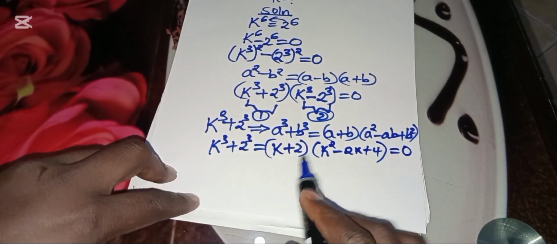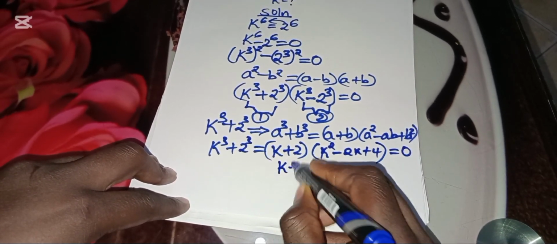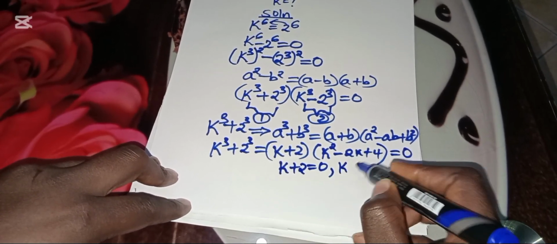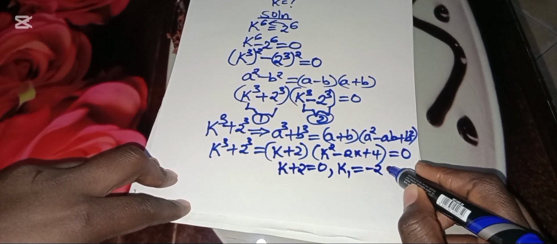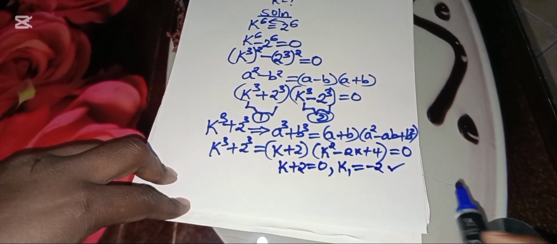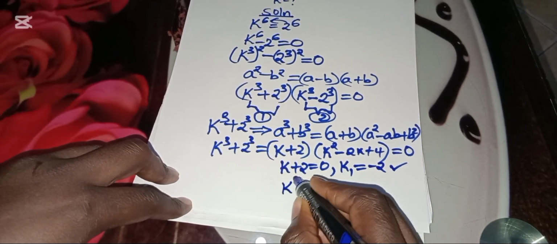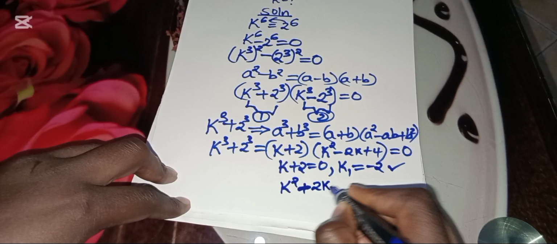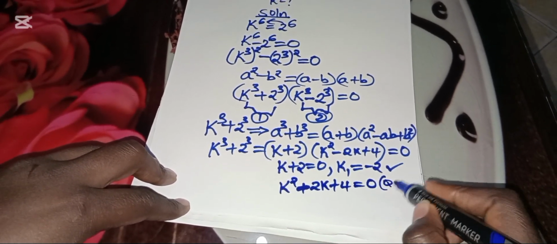So as you can see clearly, the first part, k plus 2, is equal to 0, and that shows that k, I can call it k1, is equal to -2. So this is the first solution. Now in the second part, as you can see, we have k squared minus 2k plus 4. This is equal to 0, and this is a quadratic equation.